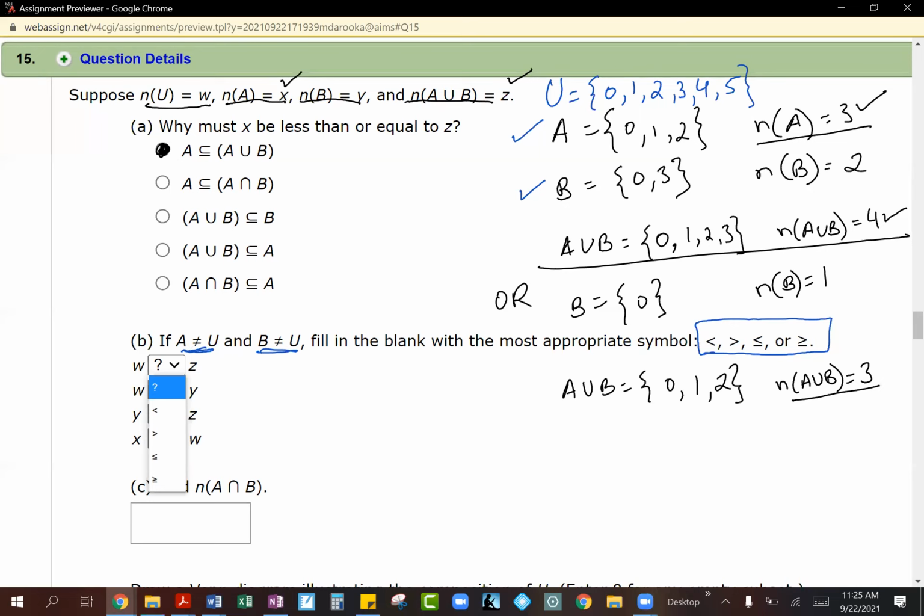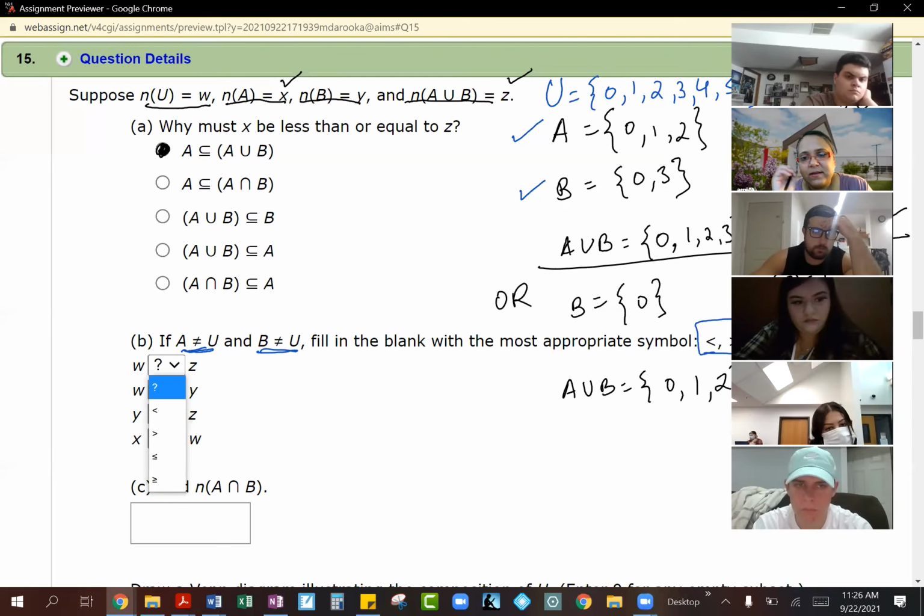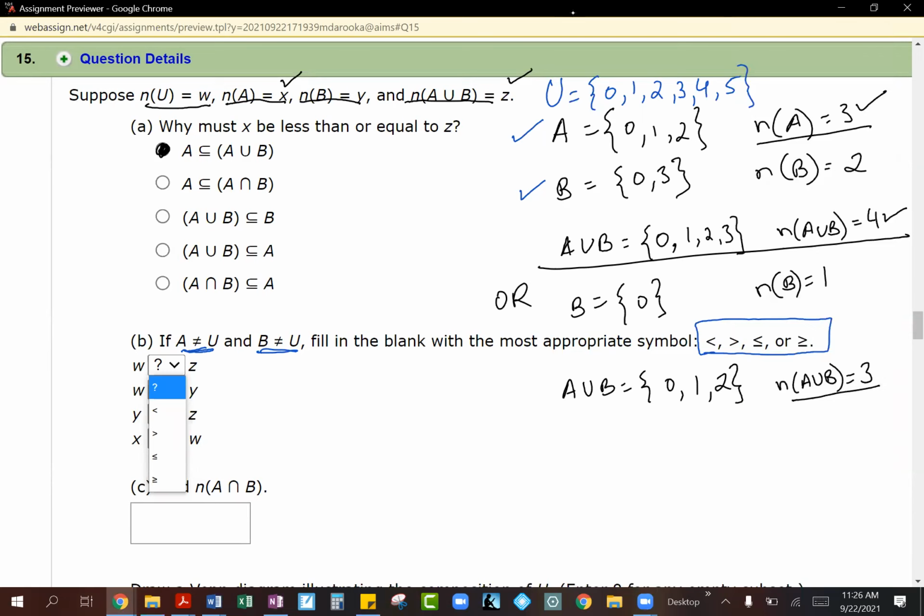Maybe less than, equal to? Oh, less than, equal to? I think W has to be greater than or equal to. You think W has to be greater than? Because we're basically again saying A is not equal to U, B is not equal to U.